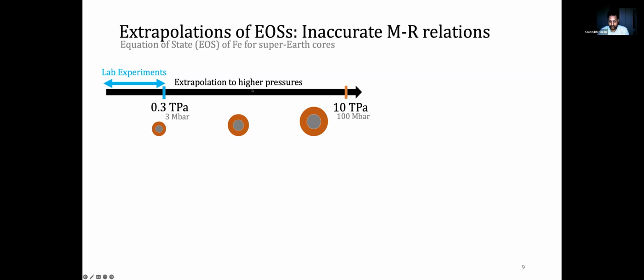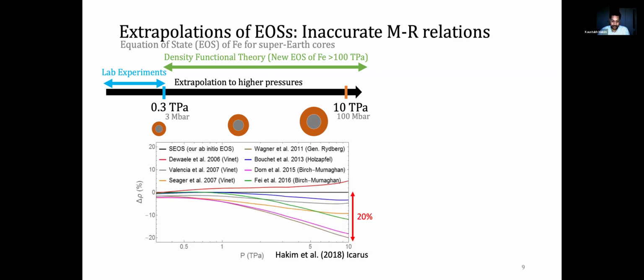What we did instead, of course, you cannot do lab experiments, but you can do ab initio calculations. And we calculated a density functional theory based equation of state to very high pressures. And we then compared it with the existing equations of state in the literature. This is the density difference as a function of pressure. What you can see at high pressures, there could be as high as 20% difference in the density between the equations of state, because they are different polynomials or different mathematical formulations fitted to data from different sources. So naturally, when you extrapolate them, they are going to give different results. And these differences are with respect to our equation of state. So 0 is what we calculated in our study.